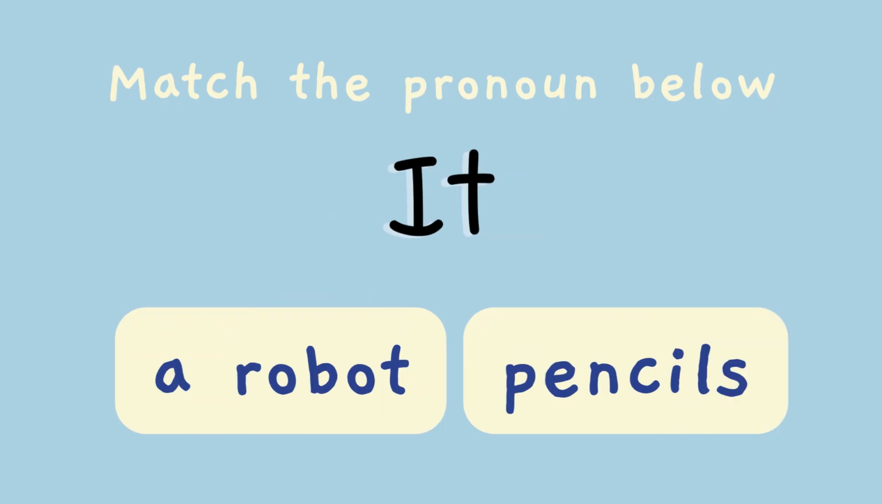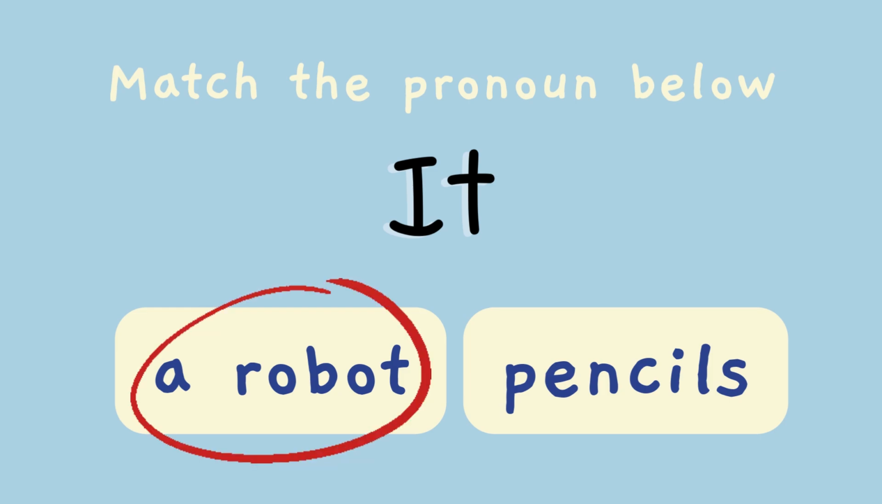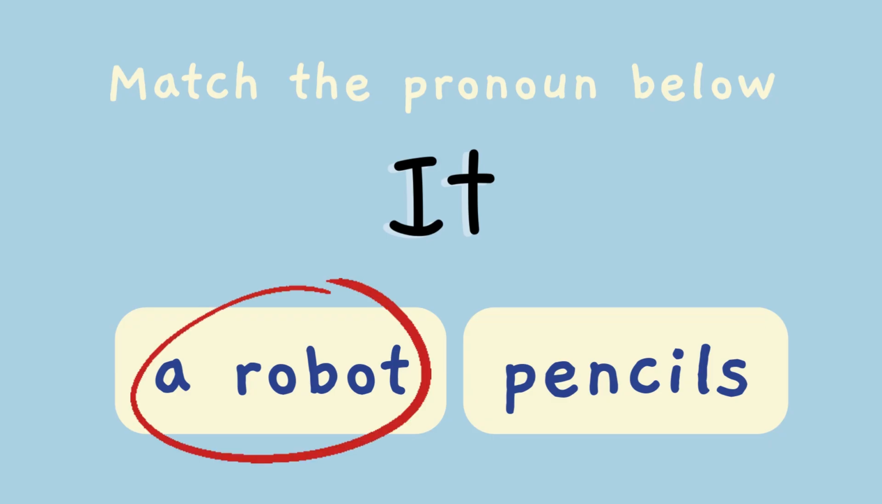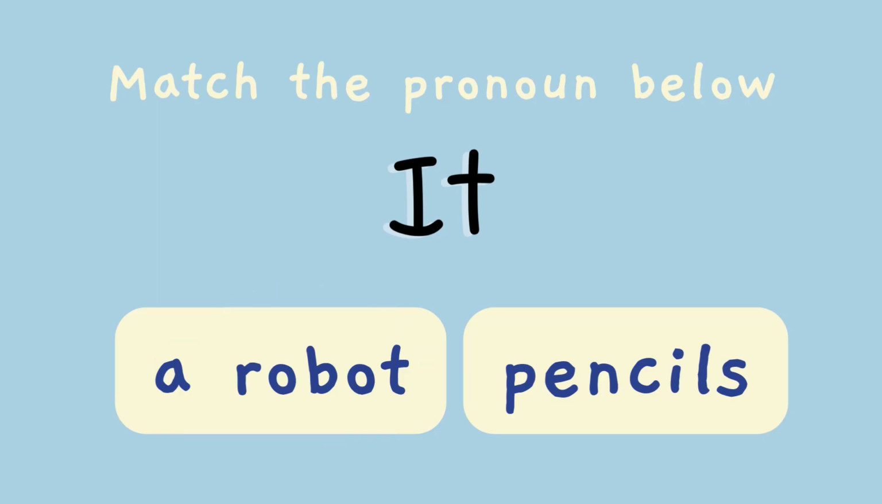How about it? Should we match it with a robot or pencils? A robot, because it refers to a singular noun. Singular means one only. It can be a thing, a place, or an animal. So it refers to a robot here.